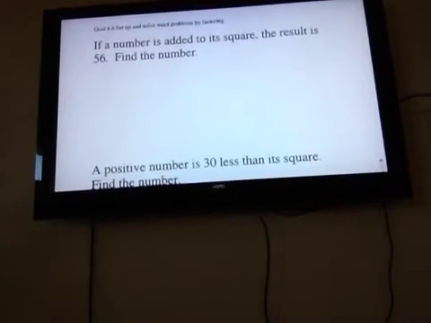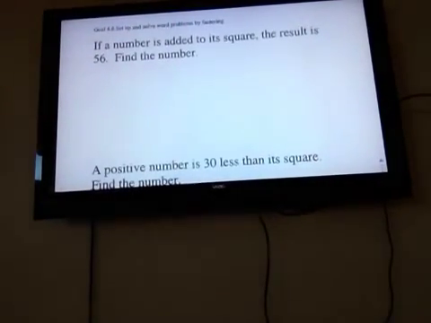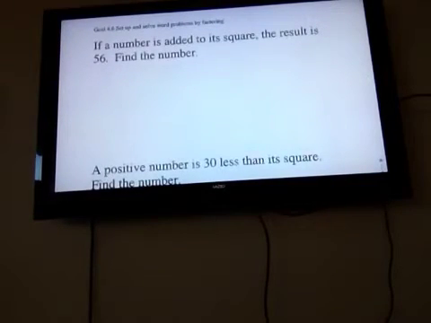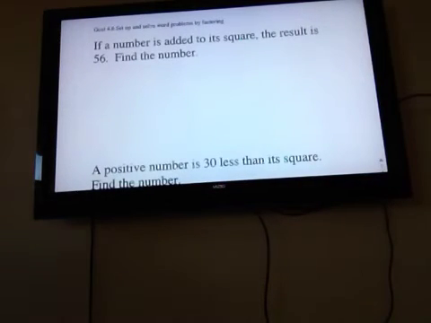Okay, on our first one here. If a number is added to its square, the result is 56. Find the number. Okay? So x is going to represent the number that we're looking for.